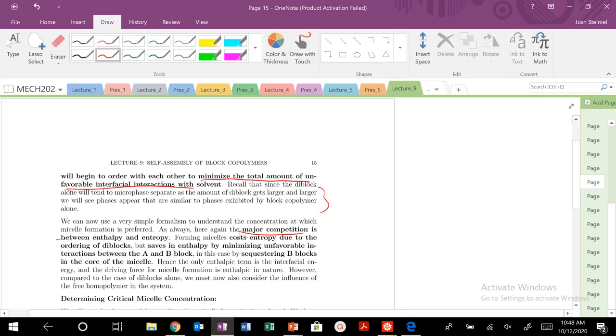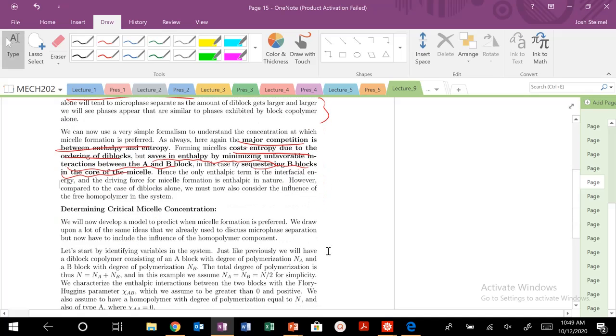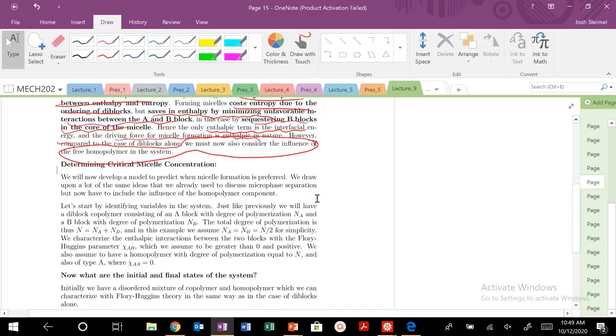So there's a competition between enthalpy and entropy. It costs entropy, because we're going to order the diblocks. They're probably going to stretch or compress, but we're not sure, so we're going to keep it general. But we're going to save in enthalpy by minimizing those bad AB interactions, putting the B blocks in the core of our micelle. The enthalpic term is going to be our interfacial energy. The driving force is enthalpic, but the big thing here is that we're going to have to consider the influence of the free homopolymer system. And we're going to have to do some derivations, but also some change of variables and notation.